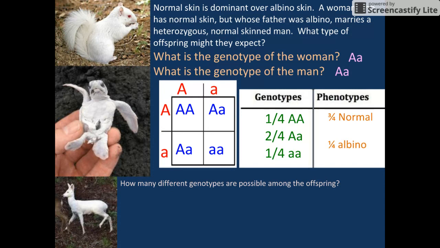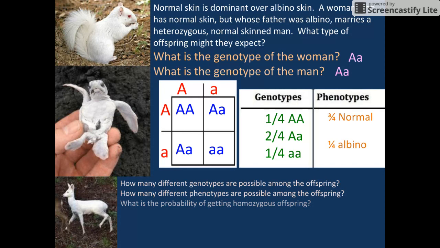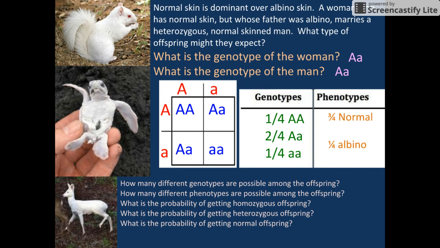So how many different genotypes are possible among the offspring? How many different phenotypes are possible among the offspring? What is the probability of getting homozygous offspring? What is the probability of getting heterozygous offspring? What is the probability of getting normal offspring? What is the probability of getting albino offspring? So let's look at these. Why don't you pause the video, take a minute, see if you can solve this yourself, and we'll go over it.